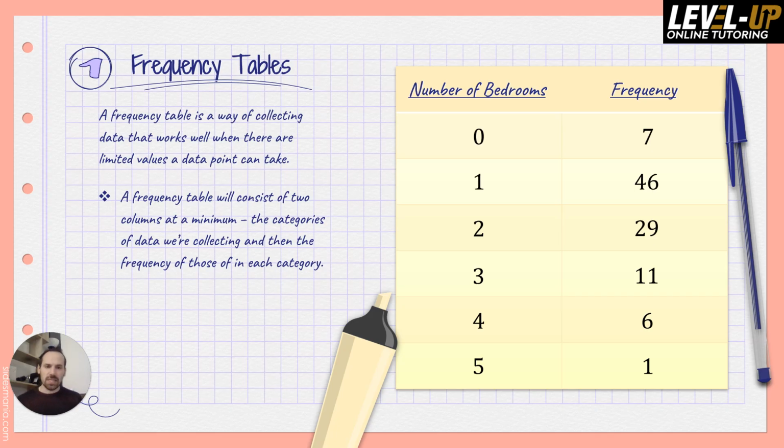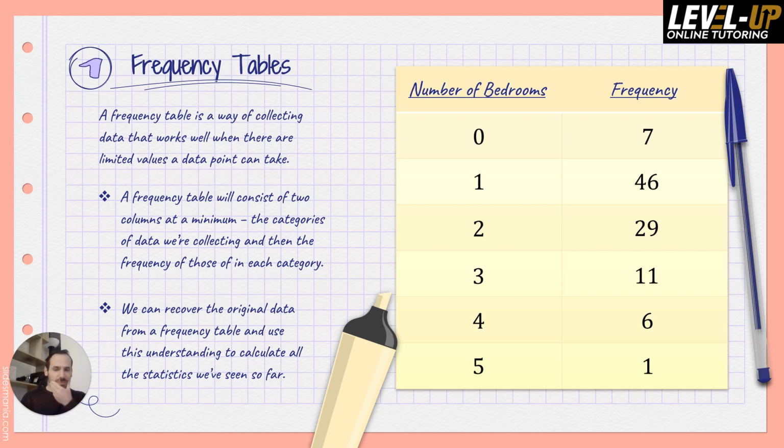So we can then recover the original data if we wanted to. Really, we want to be able to calculate statistics directly from the table, because often it wouldn't be practical to actually write out the data, certainly if there's a lot of data. It would just take too long doing it that way. We want to be able to visualize in our head what the data set would look like. But for this example, at least, I've shown you here.